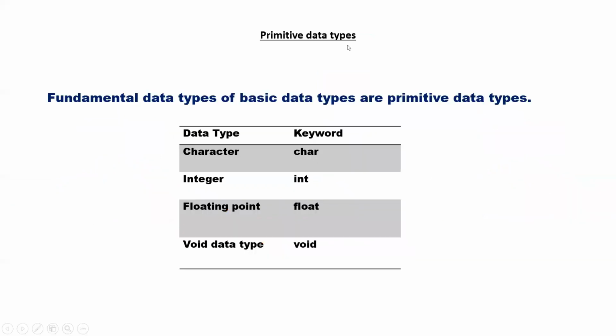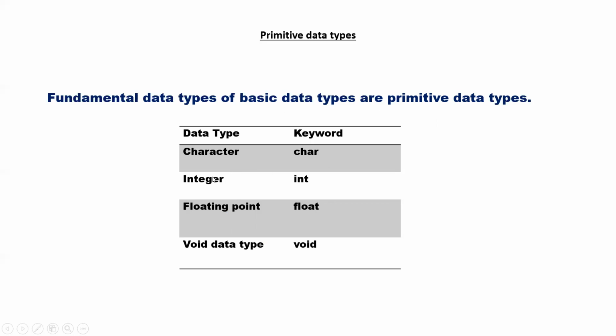Let us first discuss the primary data types or the fundamental data types. They are the basic data types, also known as primitive data types. These are the fundamental data types in C: character data type, integer data type, floating point data type, and void data type. The character data type holds a single character. The keyword used here is char.